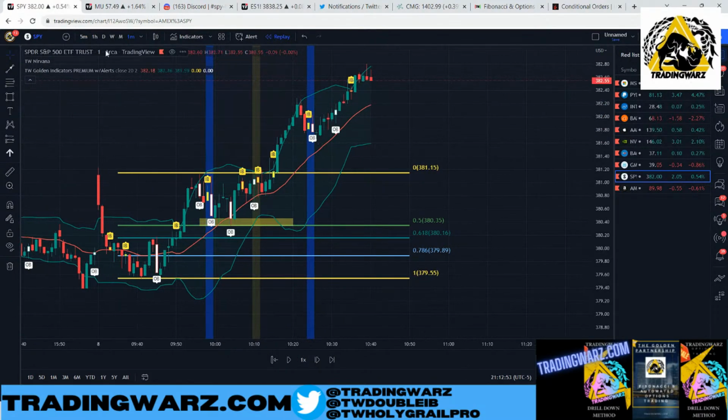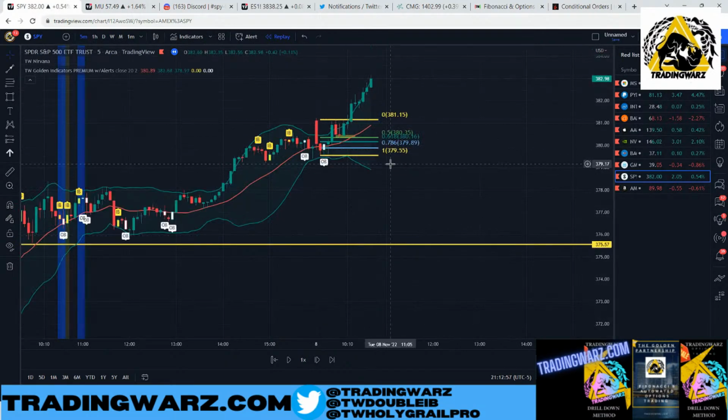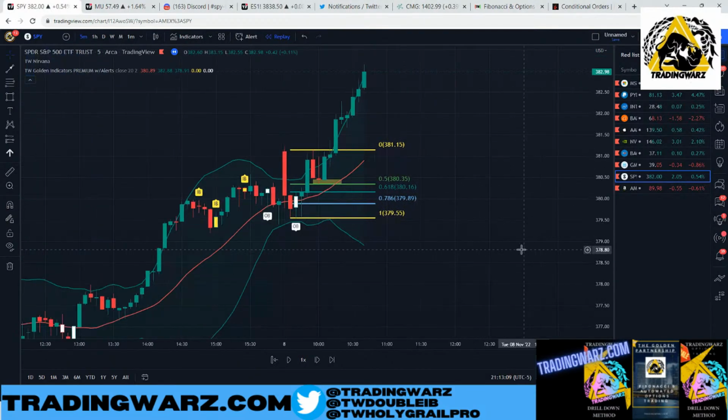So I'm going to swap back over to the 5-minute now. And then you can see that this ripped, okay? All right, let's get rid of this. So guys, this is the concept of the opposing leg.